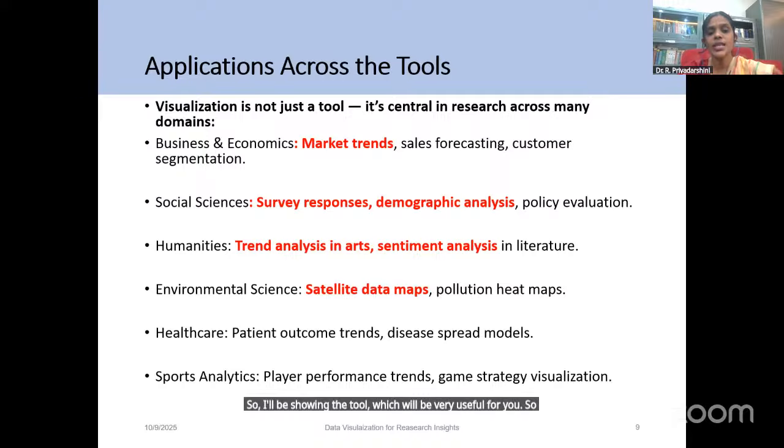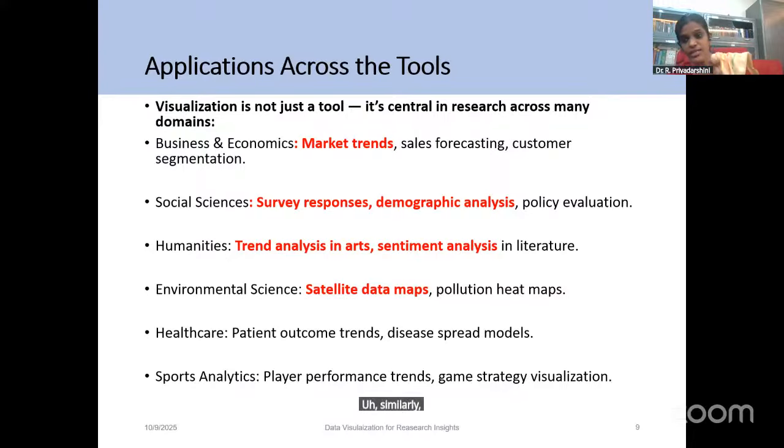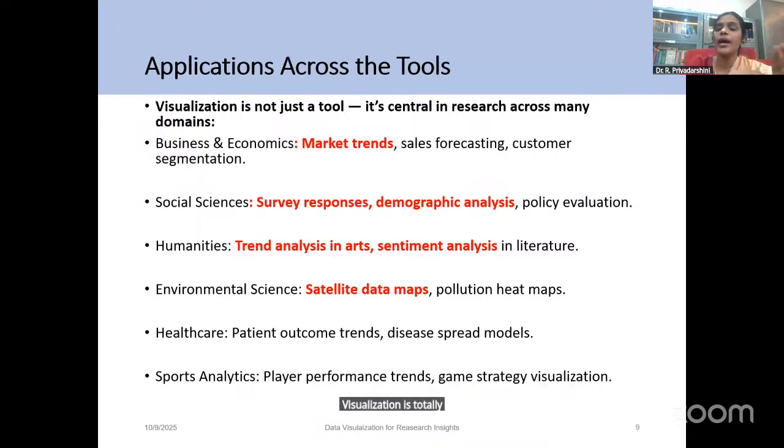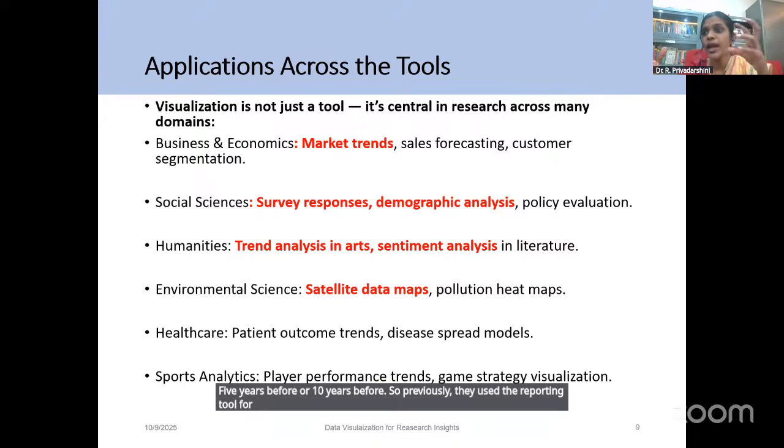So here, social sciences for demographic survey responses, this will be very useful. And environmental sciences, similarly healthcare. Nowadays in sports, when we see cricket, the way they show visualization is totally different from 5 or 10 years before. Previously they used a reporting tool for visualization, where they collected the data from different databases. But nowadays AI is there, which is helping.